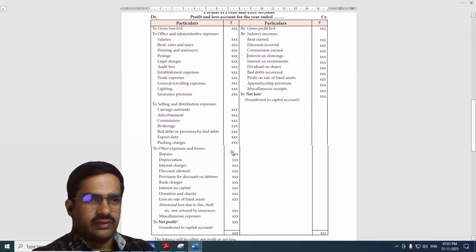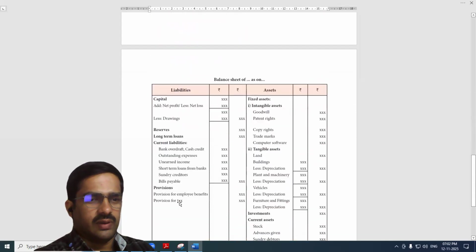So after writing the P&L account, if expenses are more, then we are going to get a loss. If income is more compared to expenses, then this net profit will be transferred into the balance sheet, where we are going to add it with the capital.